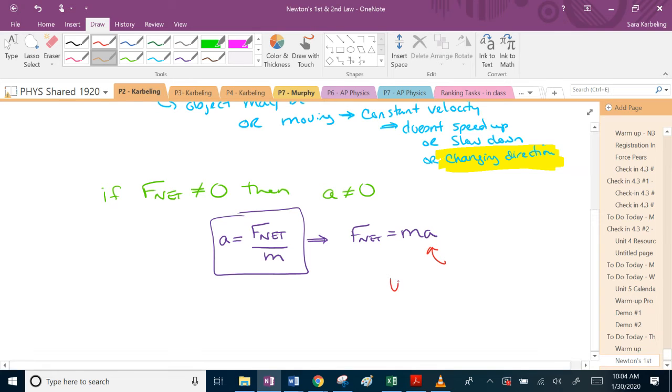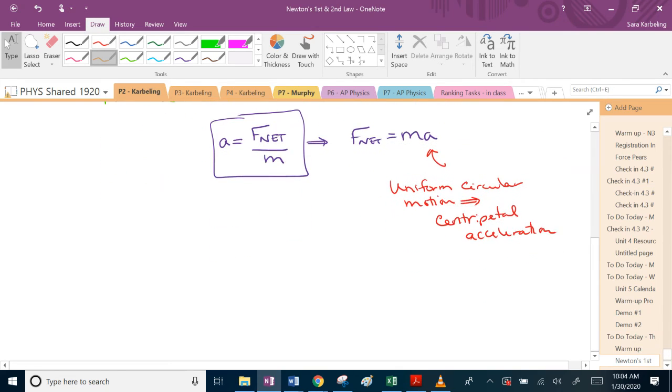When we have uniform circular motion, the acceleration is called centripetal acceleration. Write that down. When you have uniform circular motion, the acceleration that an object experiences is called centripetal acceleration, caused by a force. Okay?